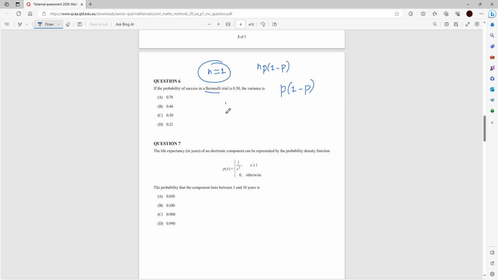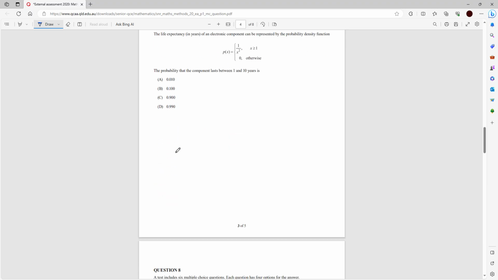And now, we know what our p is. Our p is 0.3. So we're going to have 0.3 times 1 minus 0.3. So in other words, you can have 0.3 times 0.7. So that's going to be 0.21, and that's our answer there, D. Okay? Righto, let's get down to question 7.